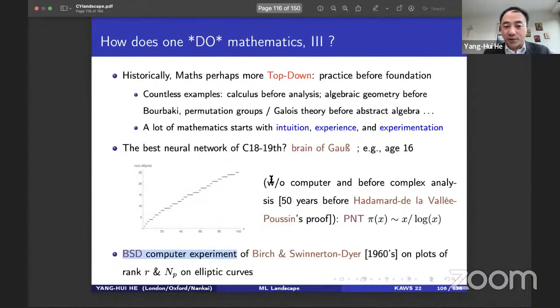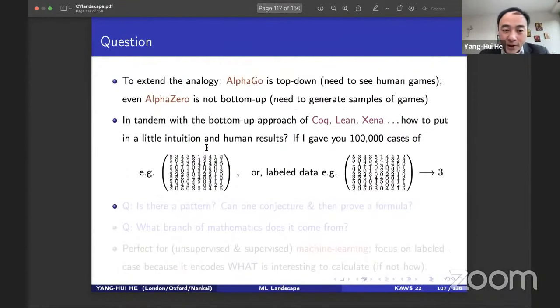So now we have two different approaches of top-down and bottom-up mathematics. You can think of AlphaGo as top-down, right? Because it has seen a lot of human games. And you can think of AlphaZero as a bottom-up approach to the game of Go, because you're generating logical sentences.